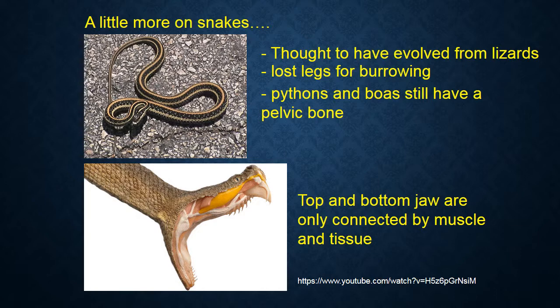Just an interesting fact, the snake's jaws are only held together by connective tissue and by muscles. So the bones don't actually connect. So when they go to eat, their prey can be much larger than they are, and those tissues can expand to allow them to eat larger things. And that's what this video link is down at the bottom. It's really quite fascinating to watch just how big things are that snakes can eat. So if you want to go take a look at that, it's pretty interesting.